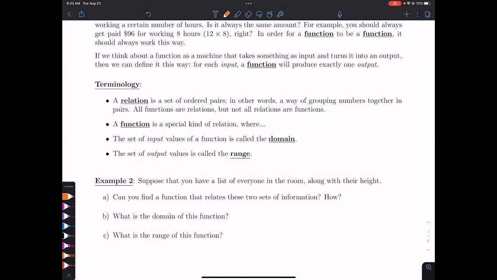The set of input values for a function we usually call the domain. And the set of output values we usually call the range. Okay, so when we talk about domain and range, the vending machine thing, the domain is the buttons. And the range is the drinks. In the how much you get paid example, the domain is how much you worked. The range is how much you got paid, right?